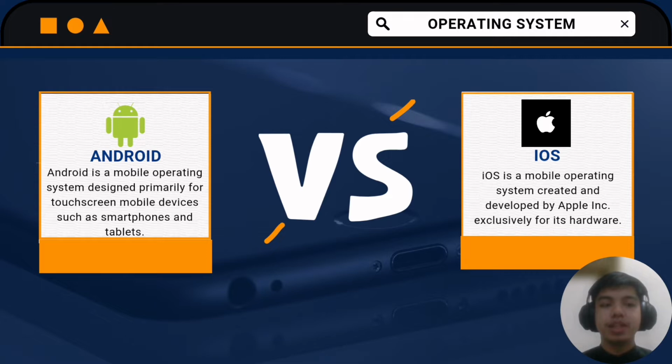Here, you can see that there are two operating systems which are well known in the mobile market. The first one is Android, and Android is a mobile operating system designed primarily for touchscreen mobile devices such as smartphones and tablets. For iOS, iOS is a mobile operating system created and developed by Apple Incorporated exclusively for its hardware. So now, I will let Ms. Najihah explain about the history of Android and also iOS operating system.